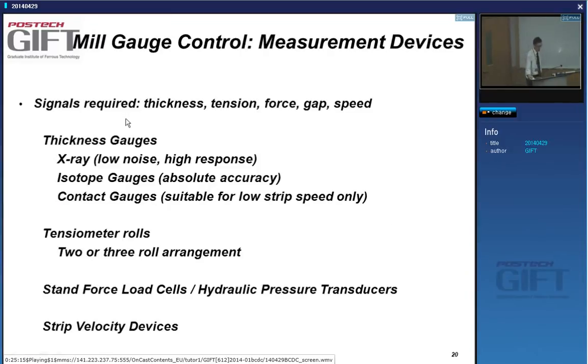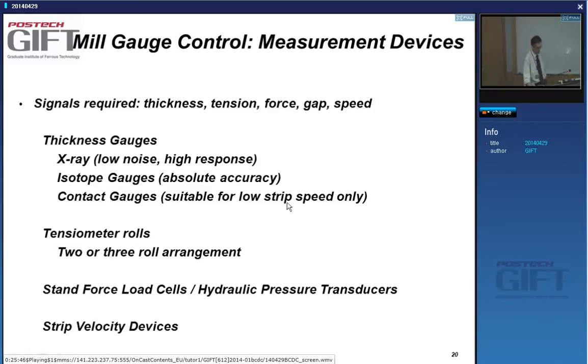In addition, because we're working at low temperature, we can do a lot more inline measurements on the strip. Standard cold rolling mills will have thickness gauges, which can be X-ray gauges or isotope gauges or even contact gauges.